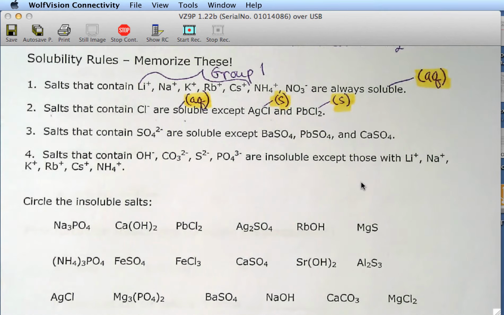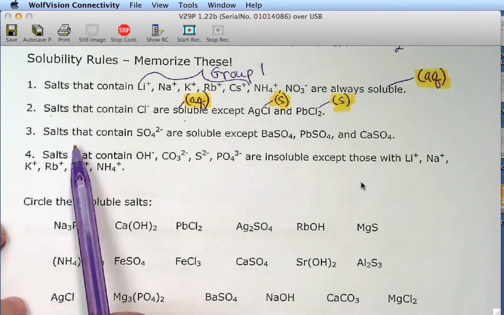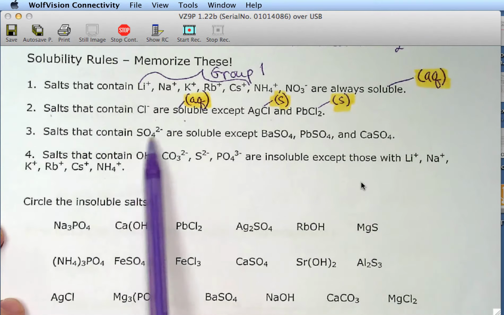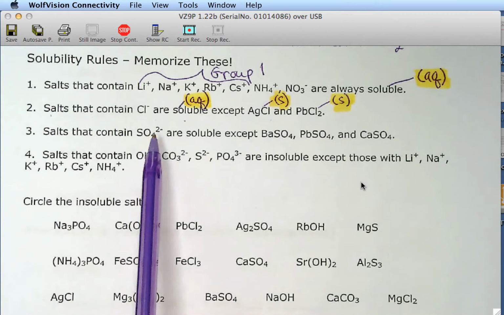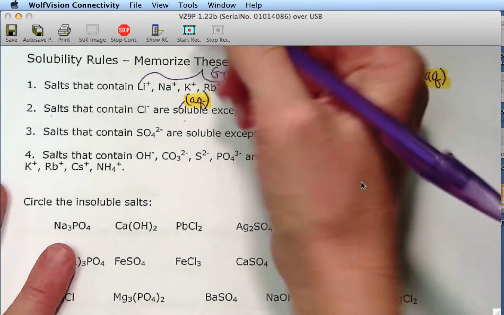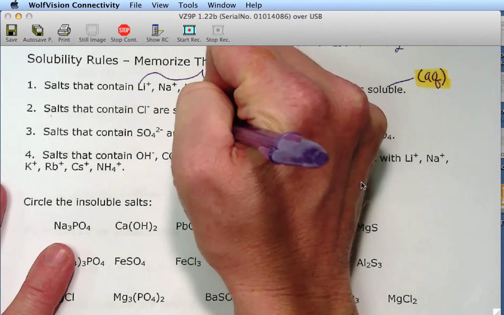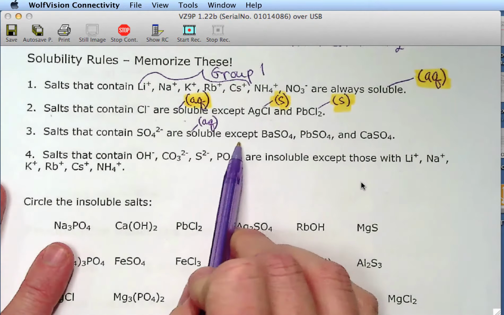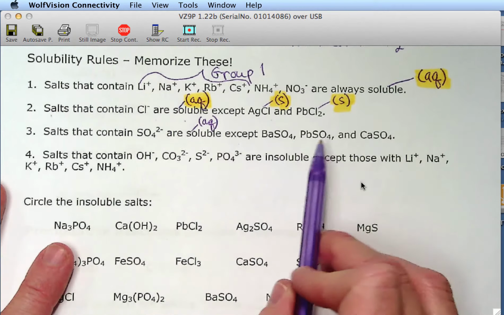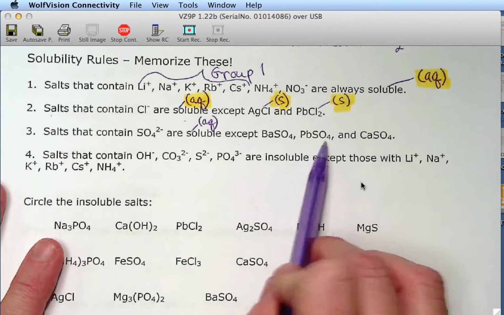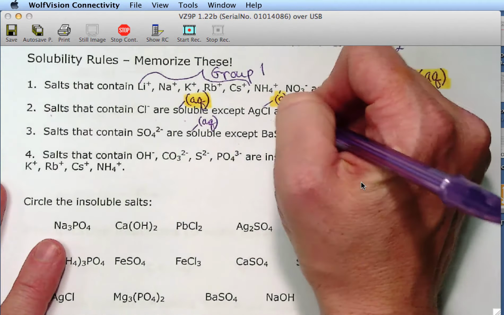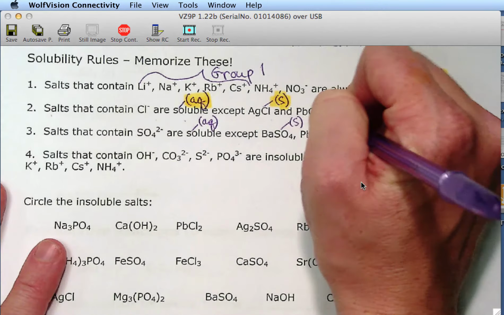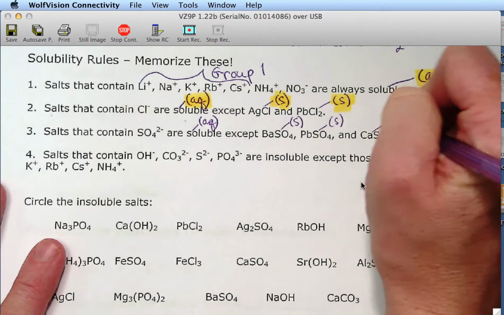All right. Salts that contain, what's this ion here? Sulfate, good. Salts that contain sulfate ion are soluble except, so that gets the AQ, except barium sulfate, lead 2 sulfate, calcium sulfate. So all of the exceptions to the rule get an S.